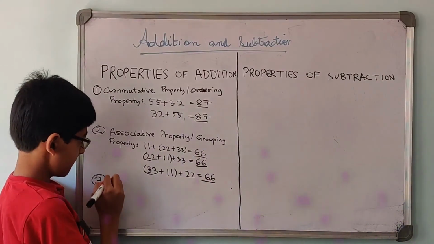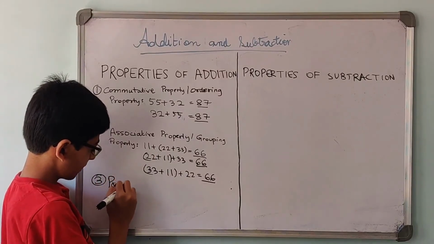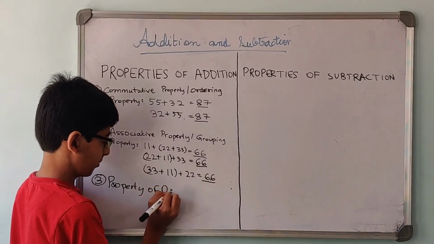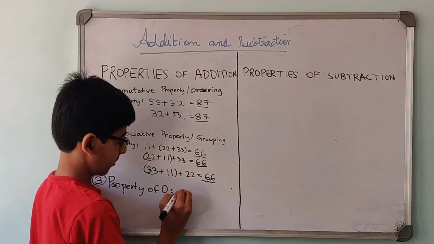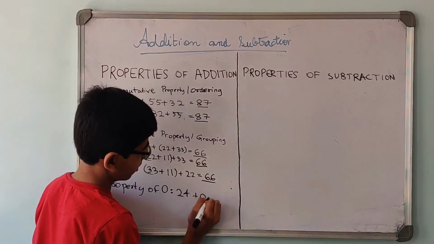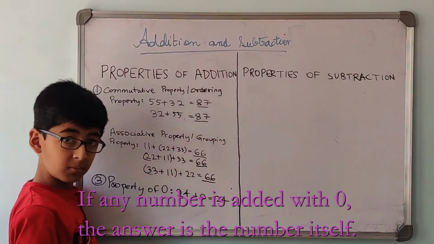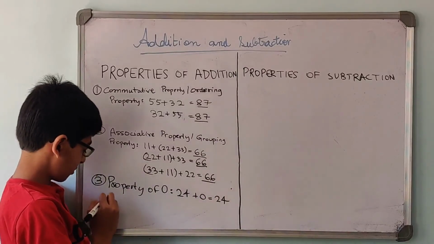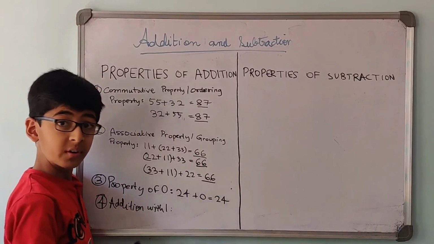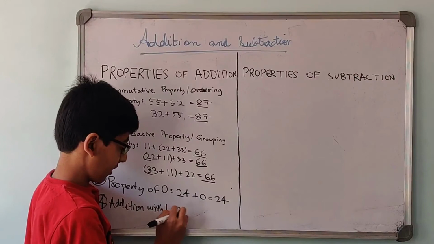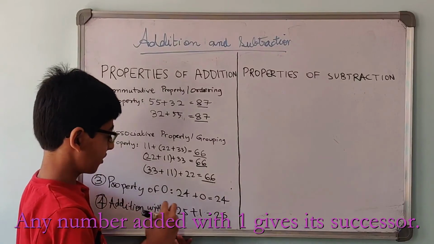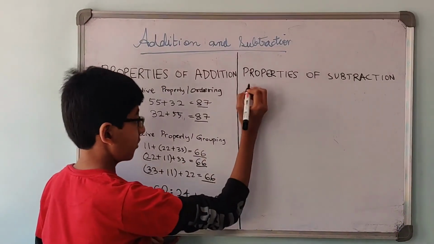Now our next property is the property of 0, the addition with 0. Let's take any number, however big it is. If we add it with 0, the answer is going to remain the same. And our next property is the addition with 1. In addition with 1, when we add a number with 1, we are going to get its successor, the number after it. Now let us learn the properties of subtraction.